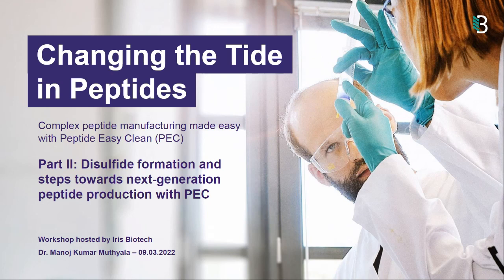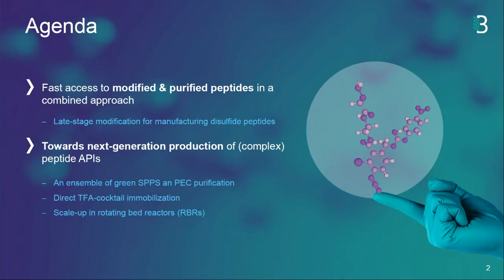The title of my talk is Disulfide Formation and Step Towards the Next Generation of Peptide Production with PEC. I have divided this topic into 2 subtopics for easy understanding. In the first subtopic, I will be discussing how PEC is useful to access modified and purified peptides in a combined approach, where we use this approach for manufacturing of disulfide peptides. In the second, I will be discussing Bilintic's step towards the next generation production of peptide APIs, and how we want to achieve this.